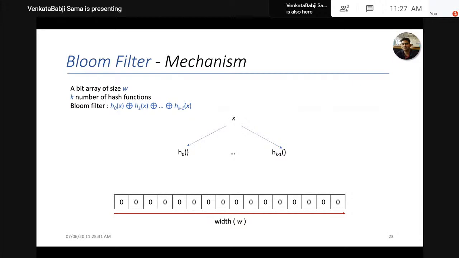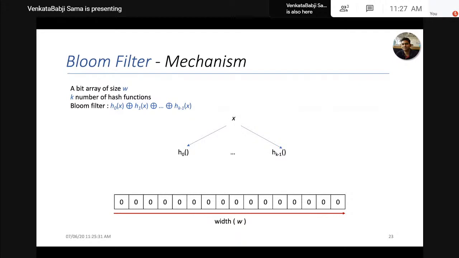And the Bloom filter is nothing but an XOR of the results from all those hashes. As we know, a hash is a map, but it is also a many-to-one, irreversible map. So given a data element, we pass it through k hash functions, and with the resulting data, we simply do an XOR and fill this bit array. That's it. It's as simple as that.